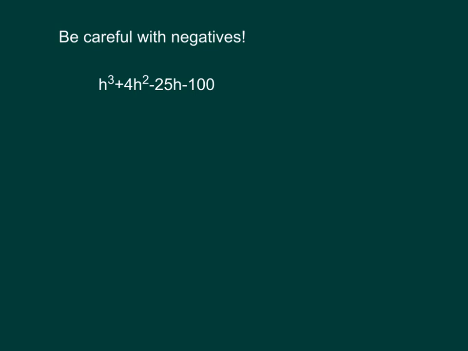Just wanted to warn you about what can happen with negatives. It's just something you have to be careful about. If I have h cubed plus 4h squared minus 25h minus 100, what I want to do here is group, looking at my two pairs there. The first two share an h squared, which would leave behind h plus 4. And now I want to make sure I leave behind an h plus 4 in my second set of factors, my second term.